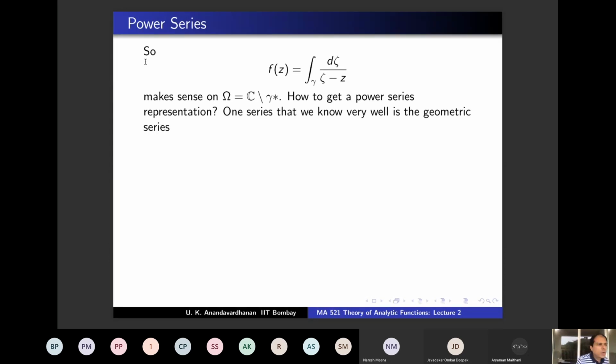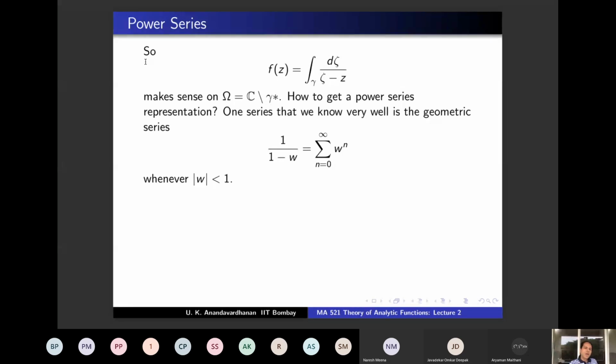So what do you know about power series? Theoretically we know something about power series, but concretely, what is one power series that you knew from your school days? It is a geometric series. In fact, this is the only power series that one knew at some point, right? So 1 by 1 minus w is summation w power n. And does this make sense always? No, there was a condition, right? In order to get convergence, what is the condition? Mod w should be strictly less than 1.